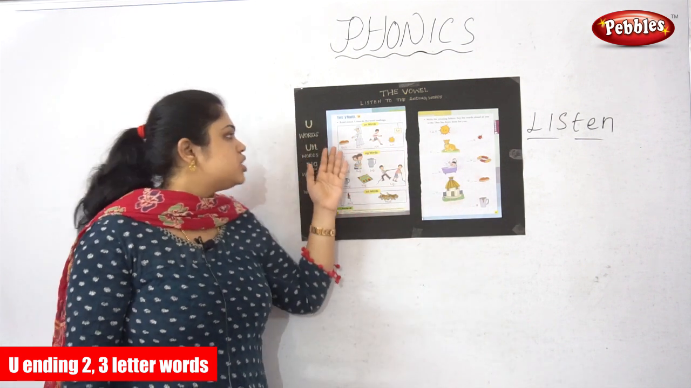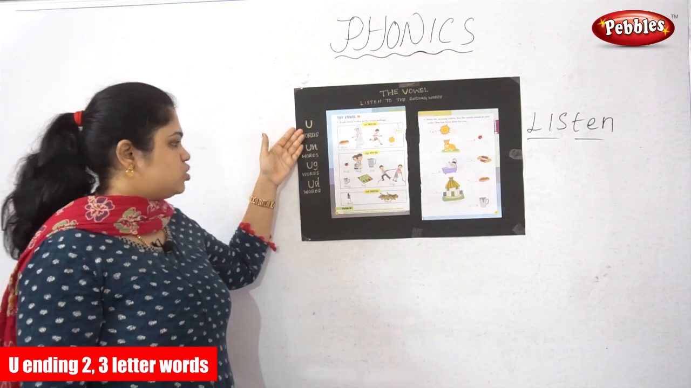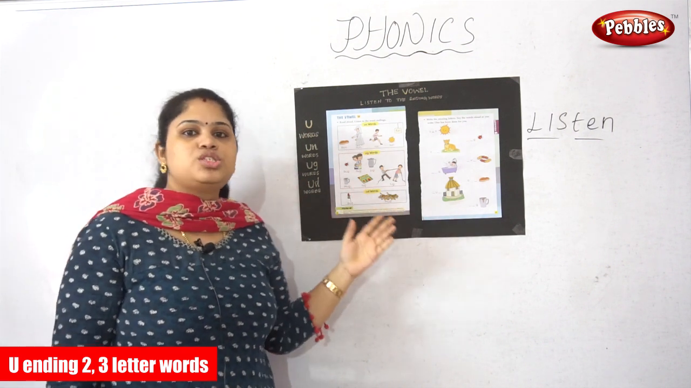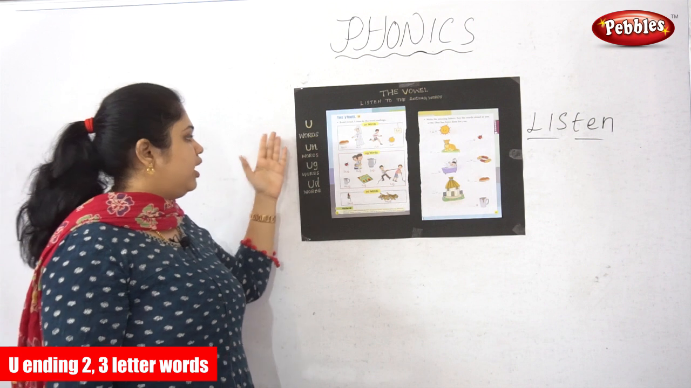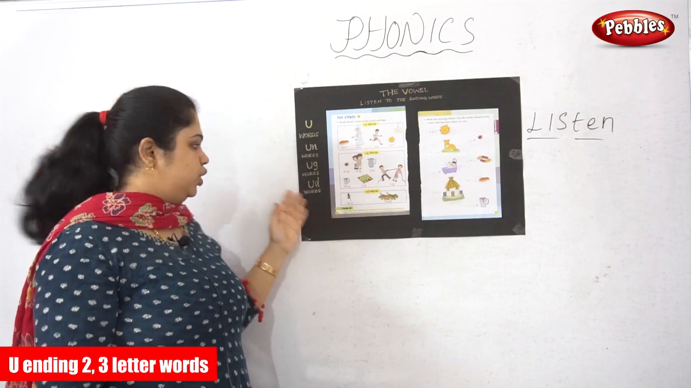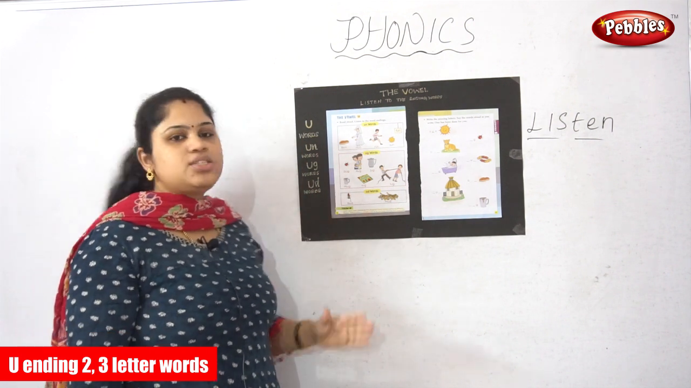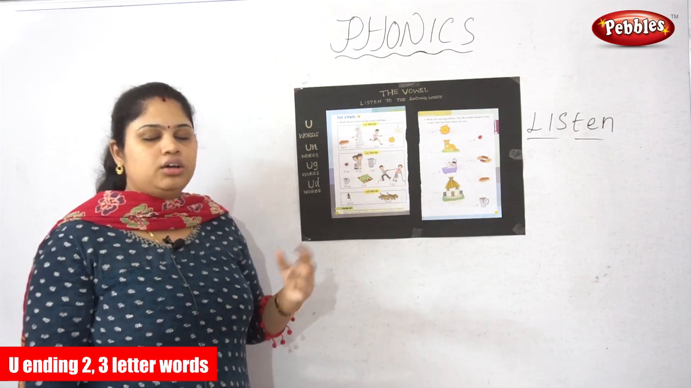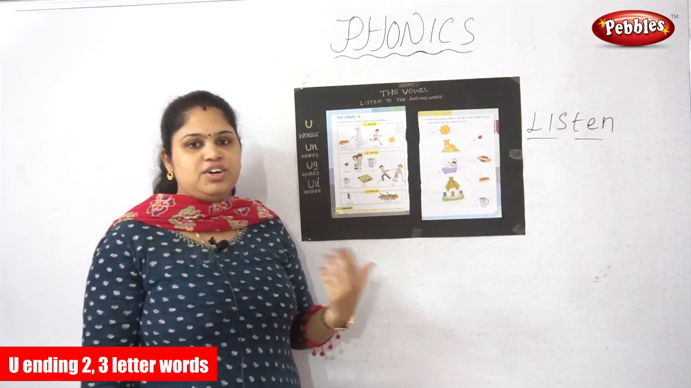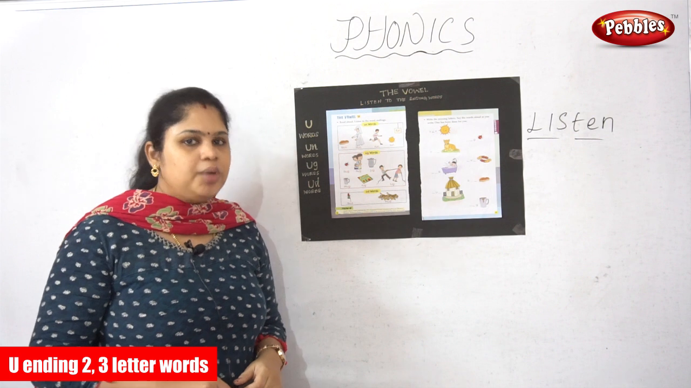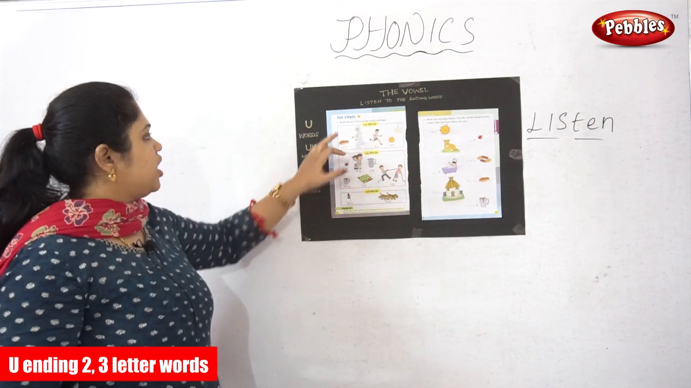Now we are going to see about the U words. So what are the two-letter U words we have? U-N, un. U-G, ug. U-D, ud. These three sets of words we have, the words are starting with the letter U.